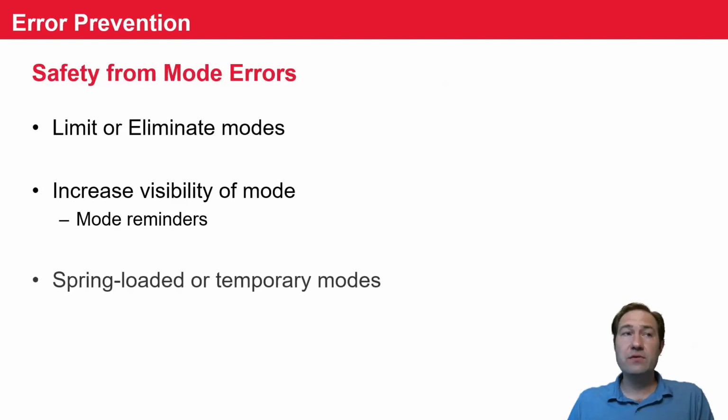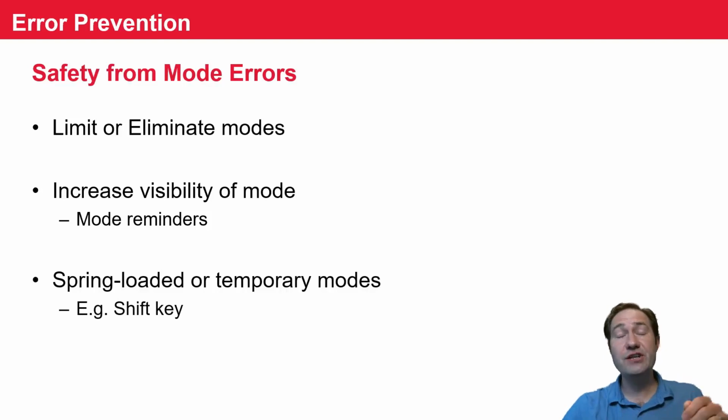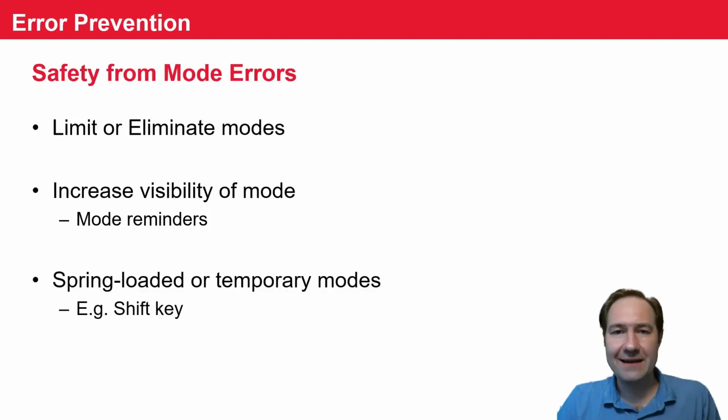And the other thing that we can do is add what we call a spring-loaded or a temporary mode. For example, a shift key is a spring-loaded mode, where that mode is only enacted while you're physically engaging in a specific way, and as soon as you let it go, then you go back to the default mode. Same for temporary modes, where you can set the mode to only be there for a few minutes at a time, that kind of thing.